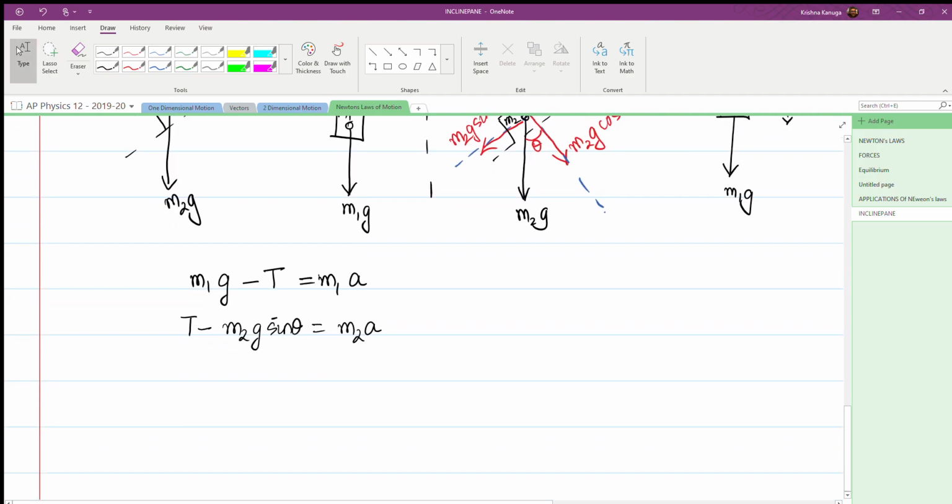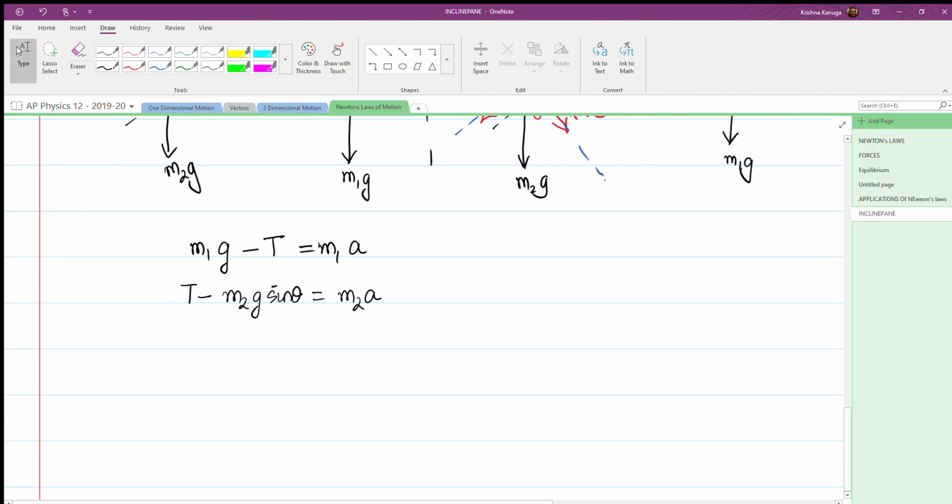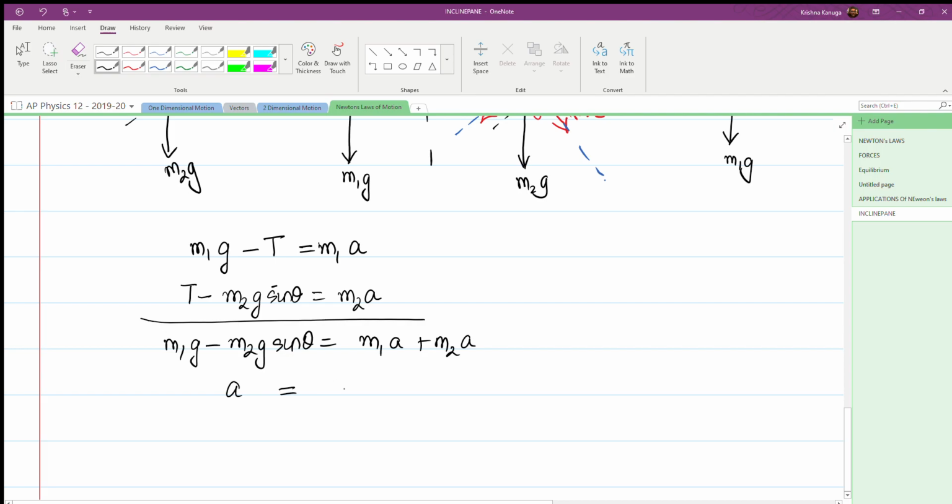So I hope you understand this. The benefit of writing the equations one below the other is you see right away that there's a negative T in one equation, positive T in the other, and we can simply add up these two equations. When we do that, we get m1g minus m2g sine theta is equal to m1a plus m2a. If we factor g out from the left side and a from the right side, we end up with the equation a equals (m1 minus m2 sine theta) times g, all over m1 plus m2.